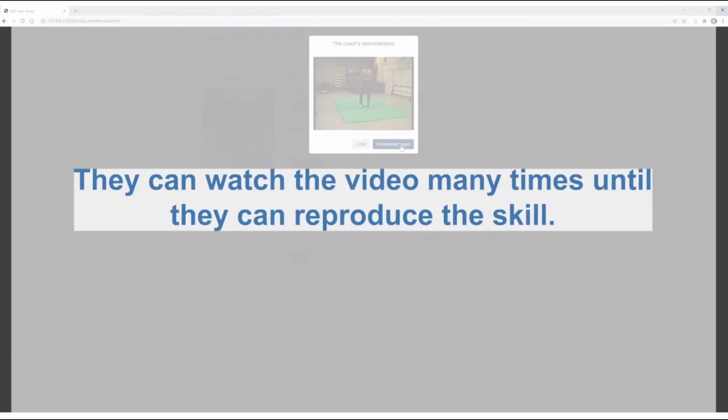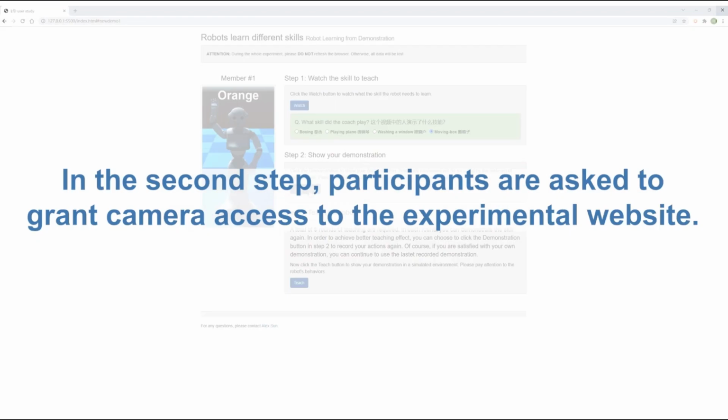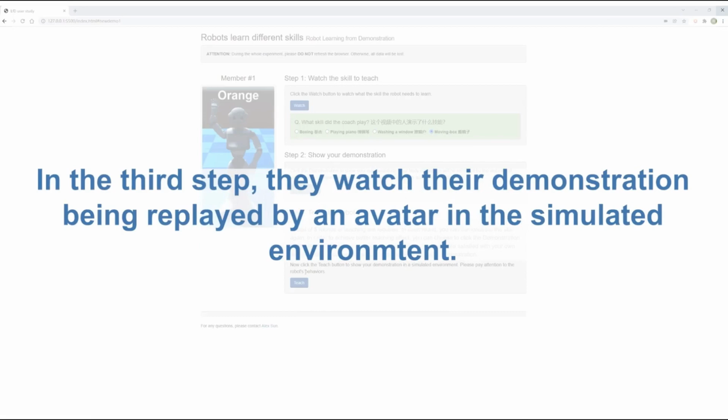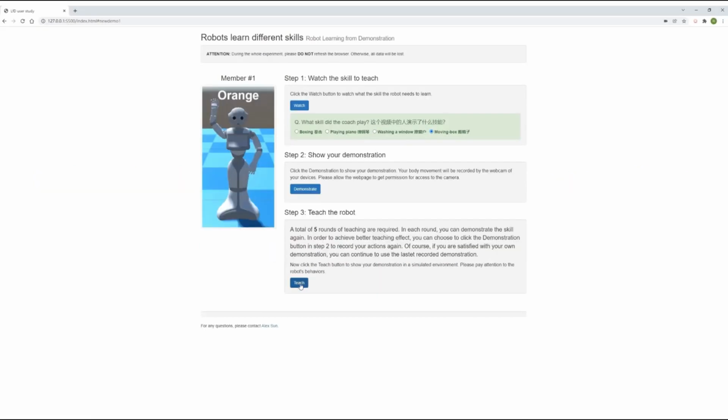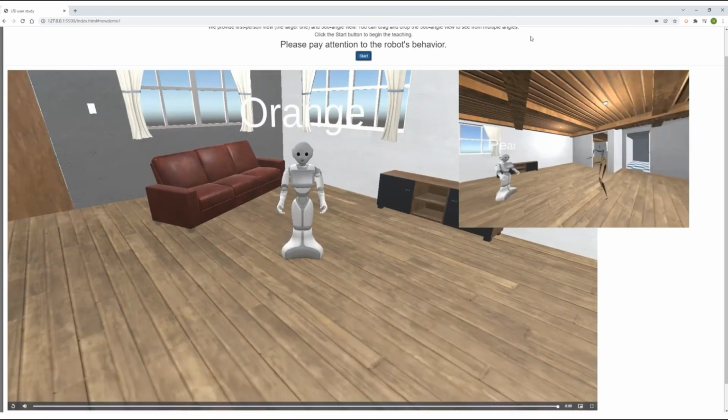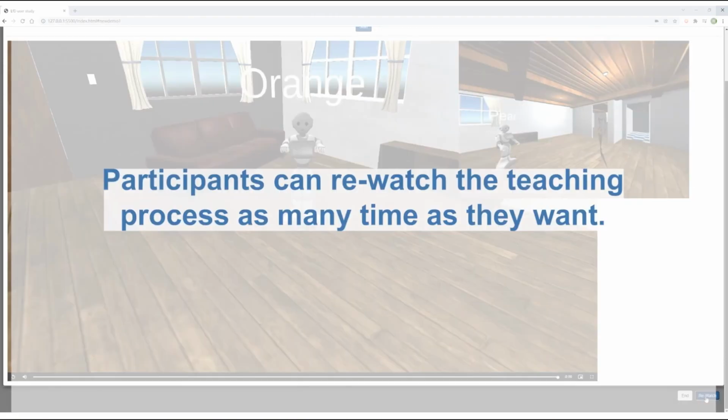Participants can watch many times until they can reproduce the skill. Second, they are required to demonstrate the skill in front of the webcam. In the third step, they watch an avatar teaching an assigned robot on their behalf in the simulated environment. Through these steps, we hope to give participants the impression that they are actual instructors rather than bystanders.